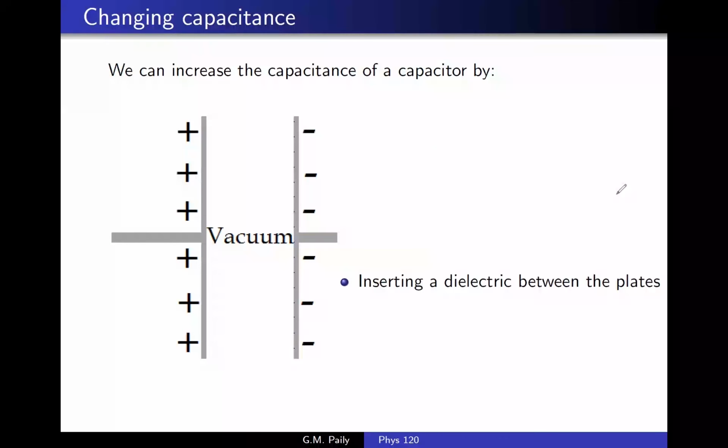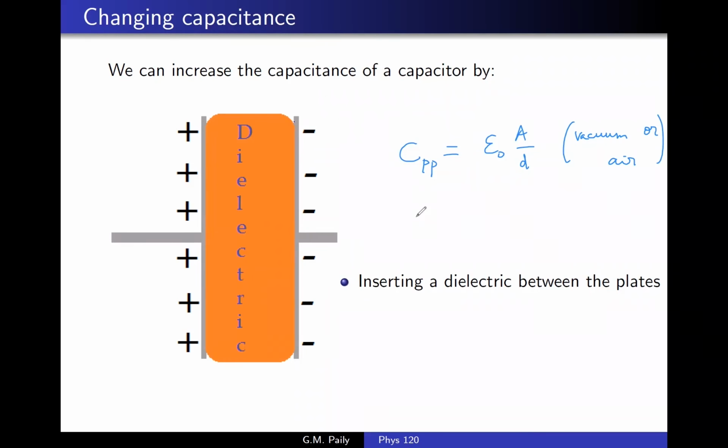The third way we can change the capacitance of a capacitor is by inserting a dielectric between the plates of the capacitor. So we go from the case where there is a vacuum between the plates of the capacitor, where for a parallel plate at least, we have C_PP is equal to epsilon naught A over D, to the case where we have filled the space between the plates with a dielectric. And now the capacitance is given by kappa times epsilon naught A over D.